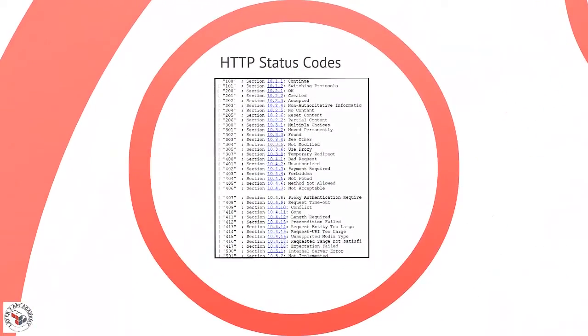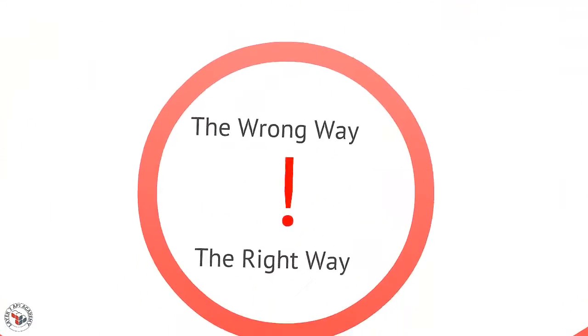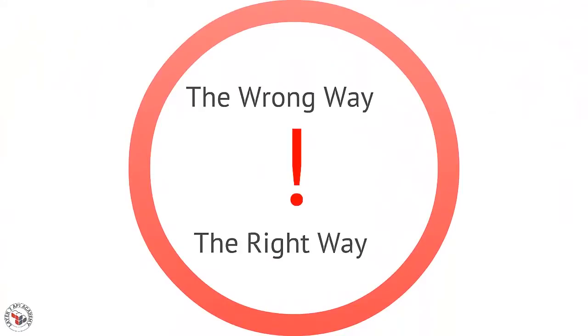So I'm going to talk a little bit about status codes for HTTP. Notice they're not called error codes, they're called status codes. We'll talk a little bit about application errors. These are the typical errors that any application you build, whether it's on the web or a desktop, would encounter. And I'm going to spend a couple of minutes on the wrong way compared to the right way.